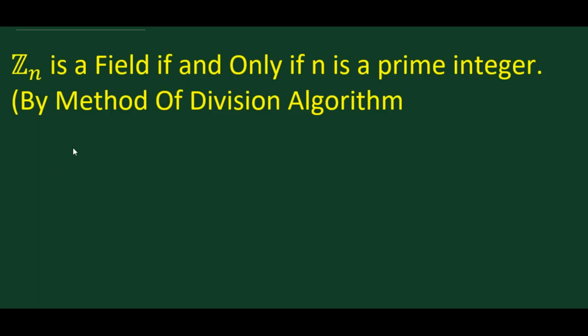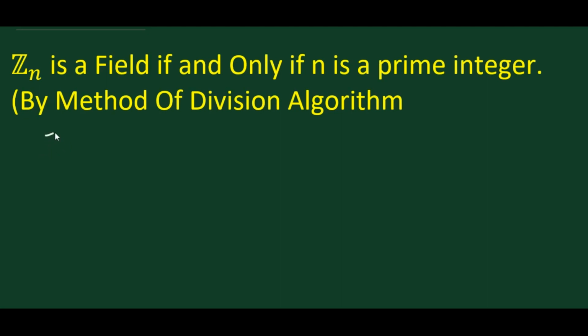In the last lecture of field theory, we have proved that Zn with respect to two operations, addition and multiplication, forms a commutative ring with unity. Okay students, so in this lecture we will show that this Zn is a field if and only if n is a prime integer, and like the last lecture we are using here the method of division algorithm.